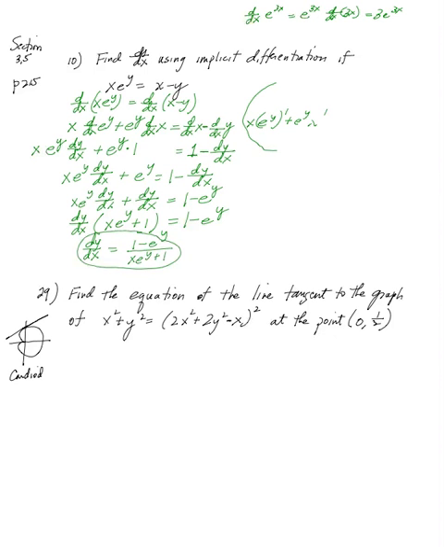Okay. Find the equation of the line tangent to the graph of x squared plus y squared, all squared, equal 2x squared plus 2y squared minus x, all quantity squared at the point 0, 1/2. This is number 29, section 3.5. So if I want the equation of a tangent line, I need to find the derivative. But I'm given an equation involving x and y. So I've got to use implicit differentiation. So my first step is to find derivative of y with respect to x using implicit differentiation.